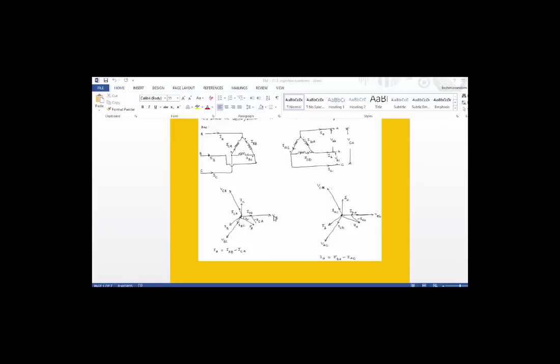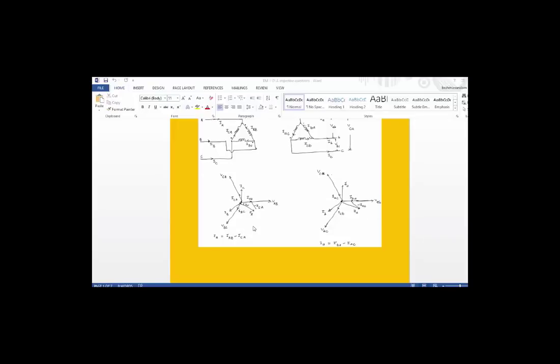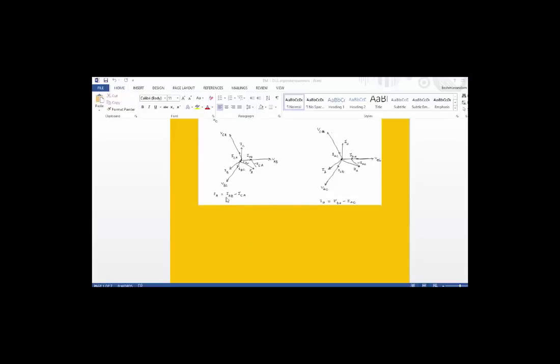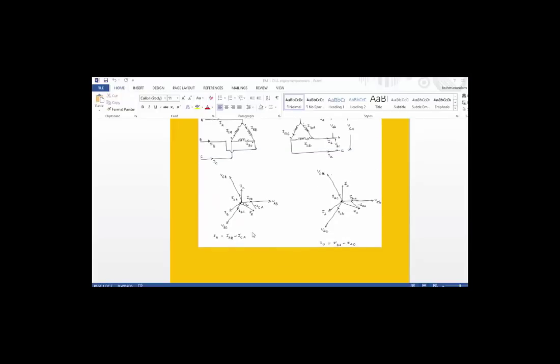So as we assumed the load is inductive in nature, the current should lag the voltage by some angle. So we know IAB, ICA, IBC, which are in phase with the voltage vectors, and when we apply the KCL at this point we get IA is equal to IAB minus ICA. So we know IB vector here and we know what is ICA vector, which is in phase with VCA.